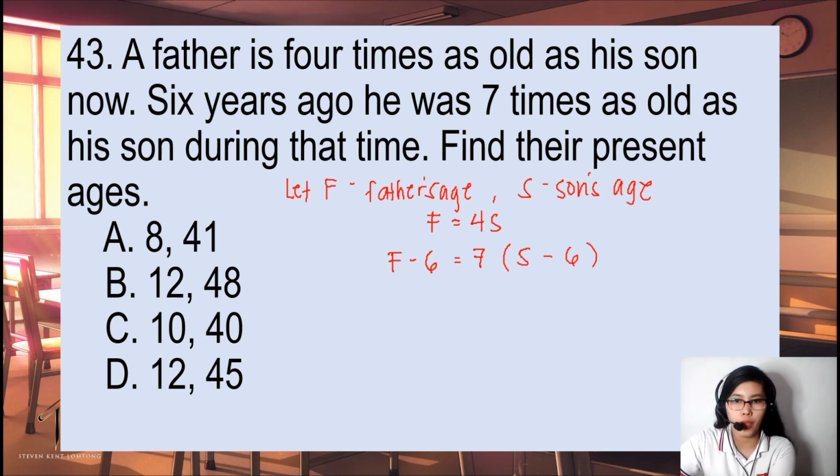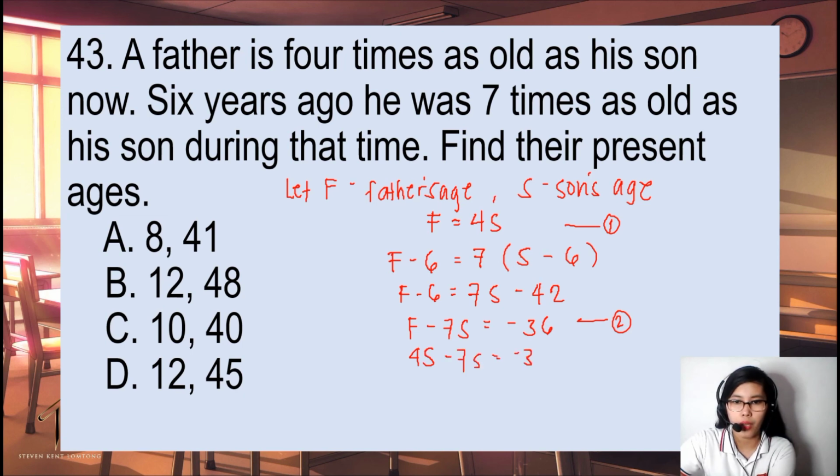So we have here two equations, two unknowns. For the second equation, let us simplify it first. So f minus 6 is equal to 7s minus 42. Then we have f minus 7s is equal to negative 36. So we have the first equation and the second equation. Now we can substitute the first equation into the second equation. So 4s minus 7s equal to negative 36, negative 3s is negative 36, s is equal to 12. And of course, father is 4s or 48.